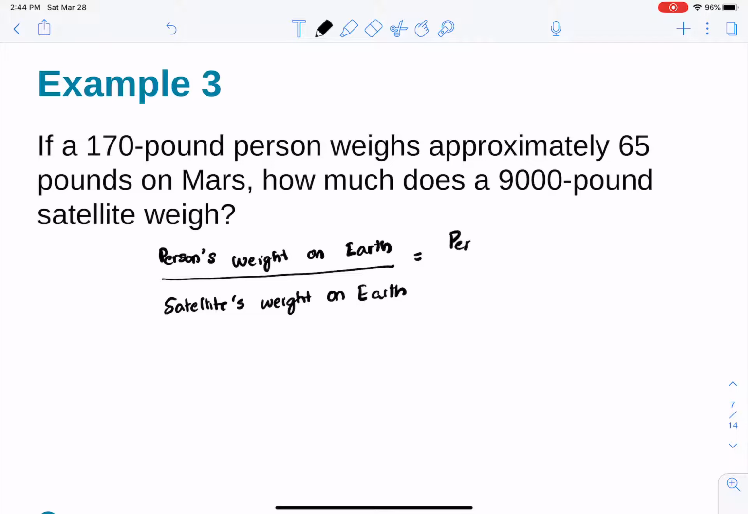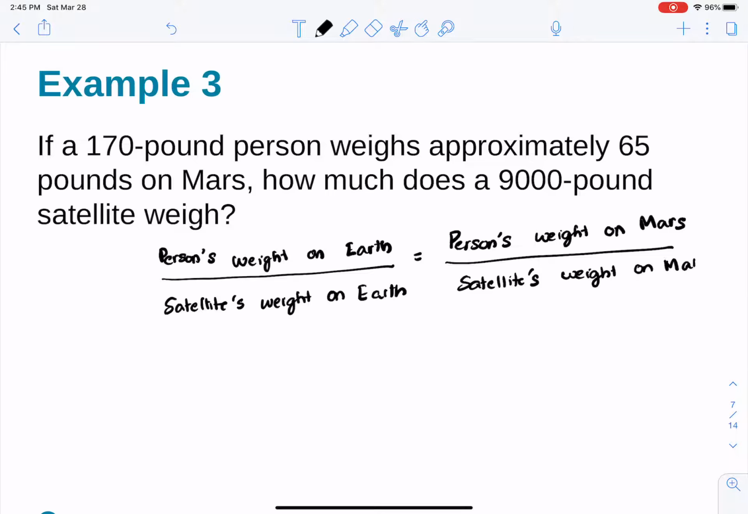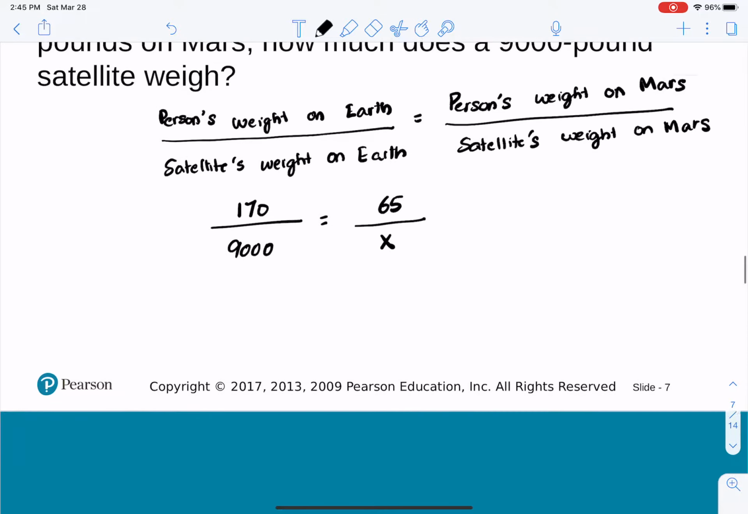equal to the person's weight on Mars divided by the satellite's weight on Mars. So the person's weight on Earth is 170 pounds. The weight of the satellite is 9,000. The person's weight on Mars, 65. We want to find the satellite's weight, which is x, we do not know.